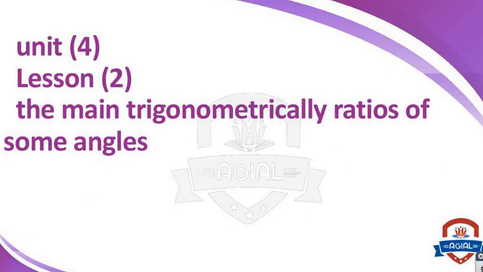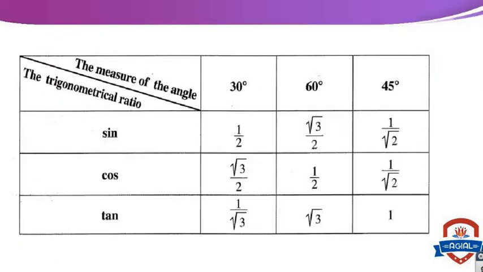Unit 4, Lesson 2: the main trigonometric ratios of some angles. The trigonometric ratios of some angles: angle 30, angle 60, and angle 45 degrees.